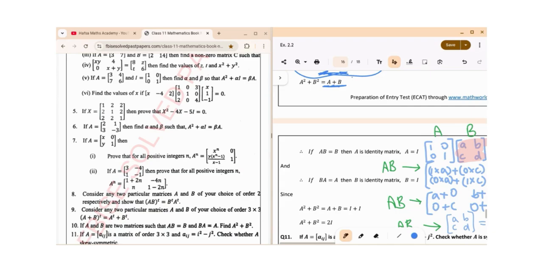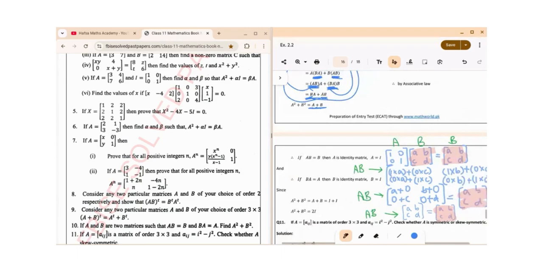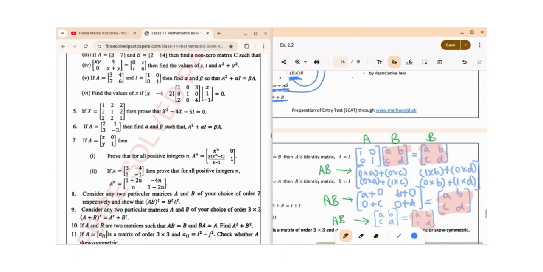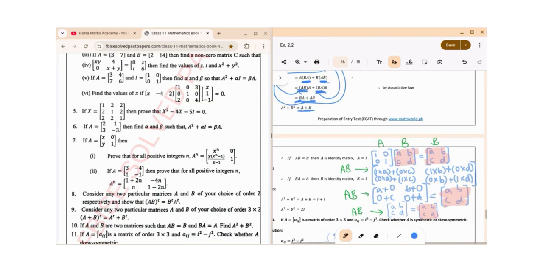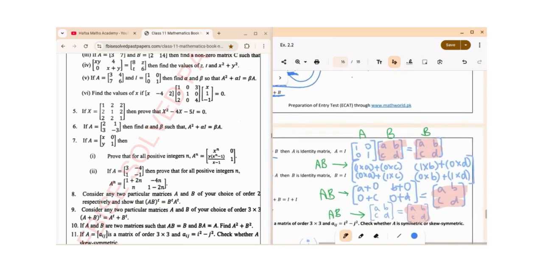And then all you're going to do is you're going to say if AB is equal to B, then A is an identity matrix, meaning A is equal to I, and if BA is equal to A, then B must be an identity matrix too. And you're thinking, why should it be an identity matrix? So I wrote the little explanation over here. If AB is equal to B, right, then A should be an identity matrix.